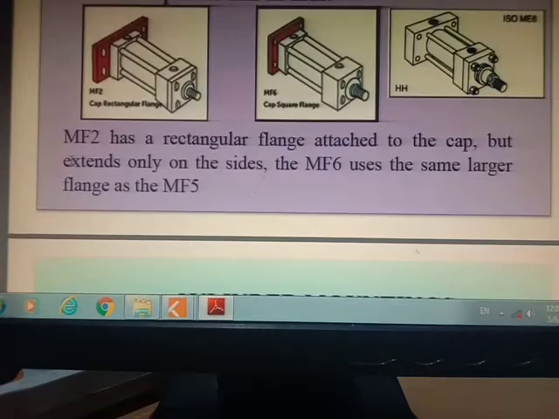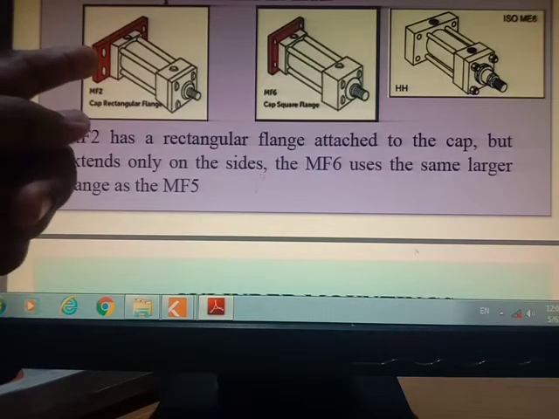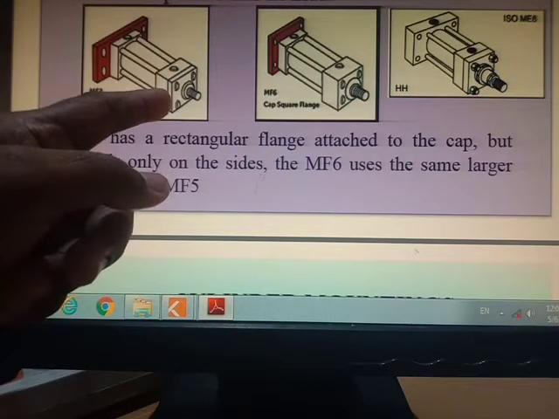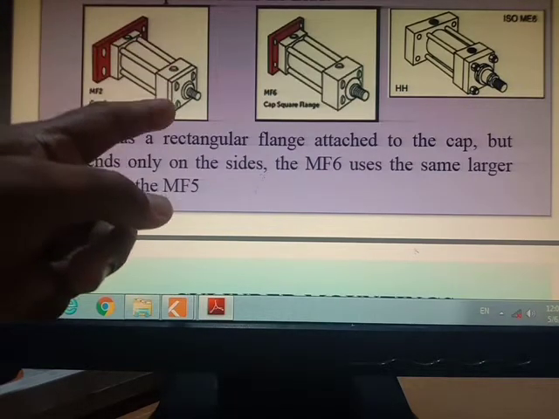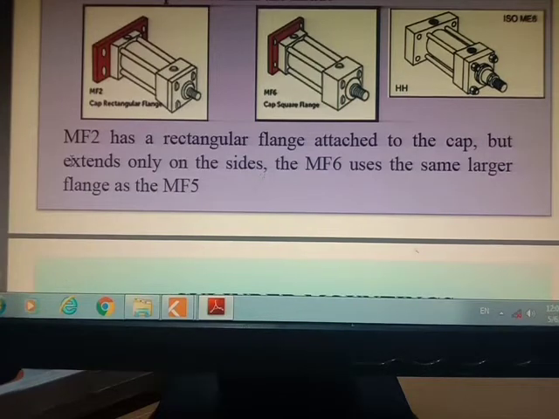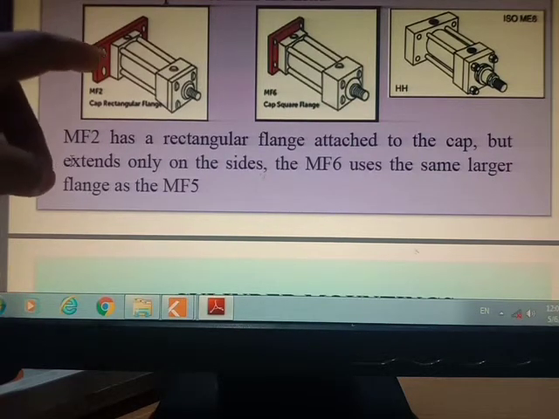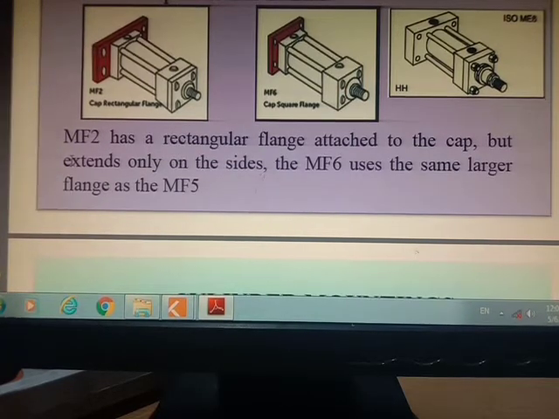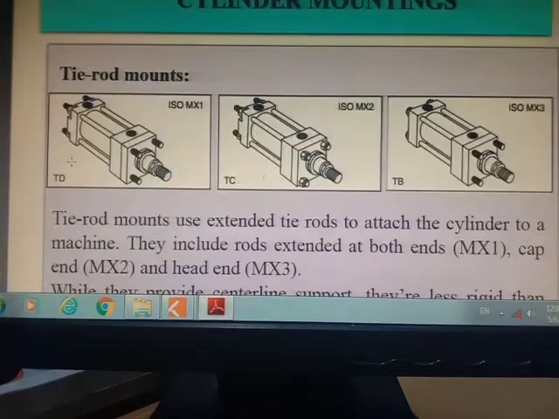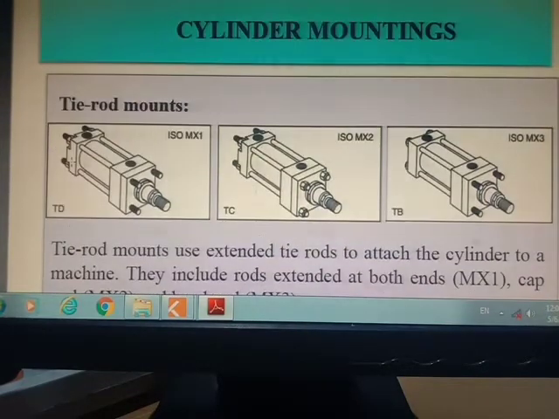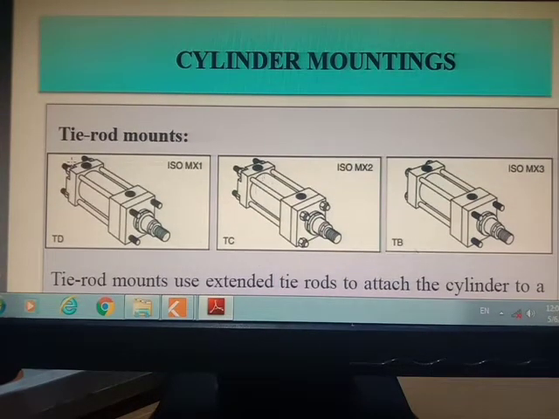Now the mountings can be provided on one end of the cylinder, or on both ends of the cylinder. So from this end also the mounting can be there. This type of mounting is known as the flange mounting. One additional flange is attached to the cylinder, and with the help of this flange, in the holes provided there, the nuts and bolts are fitted, and the cylinder is connected to the desired machine.